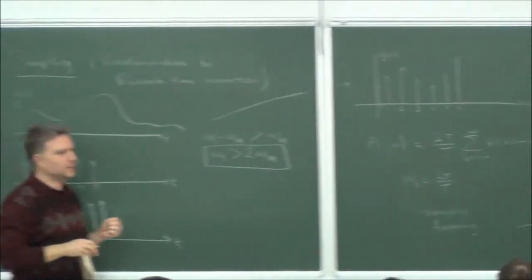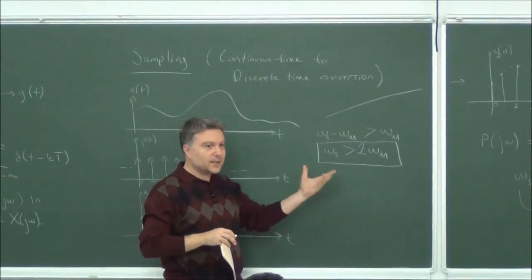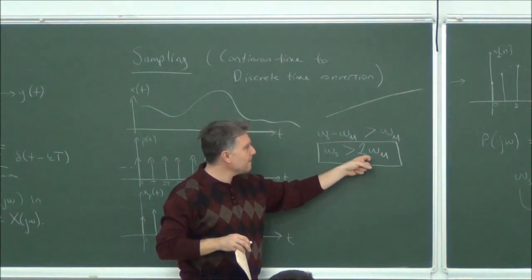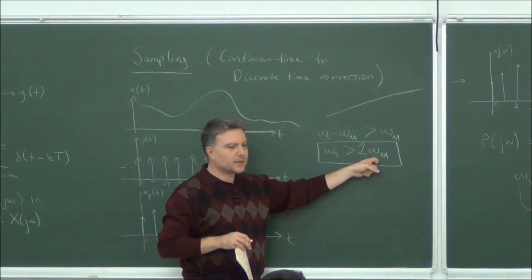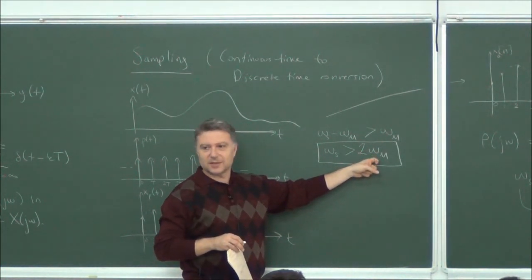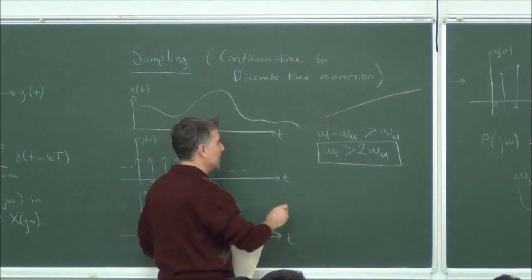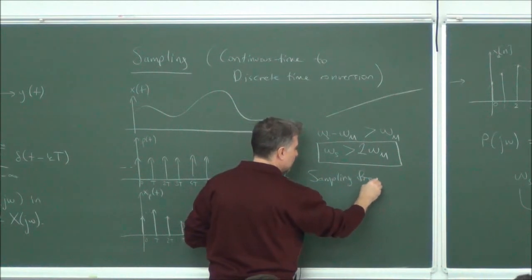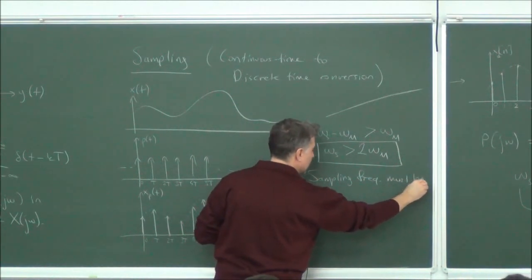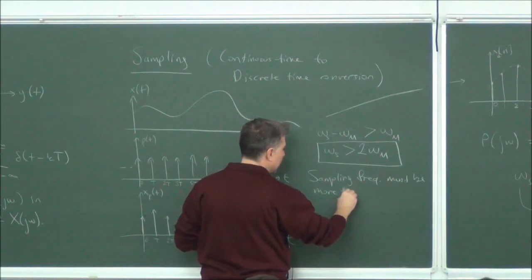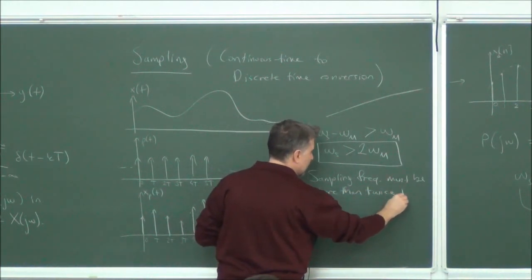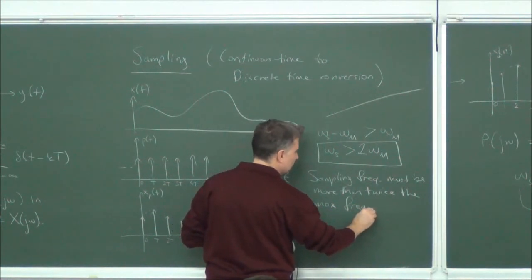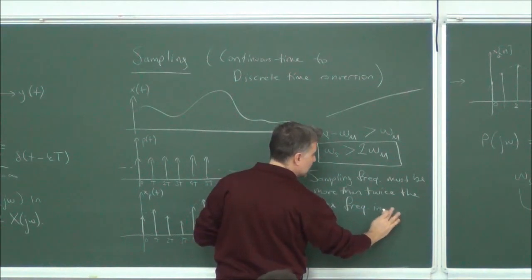There's a very famous name to that. And what is it saying? It is saying that the sampling frequency must be greater than twice the signal bandwidth, or the maximum frequency of the message. Let's write it. Sampling frequency must be more than twice the max frequency in message or in signal.